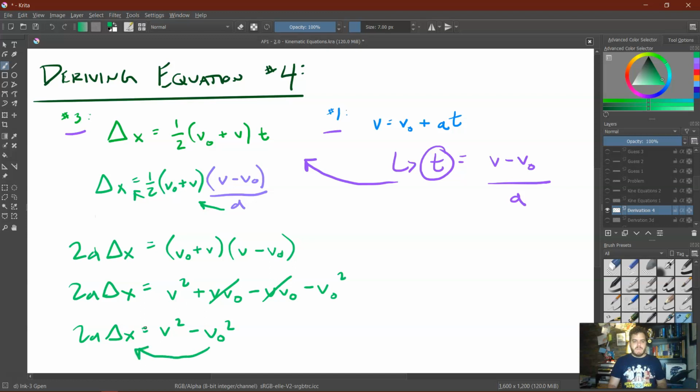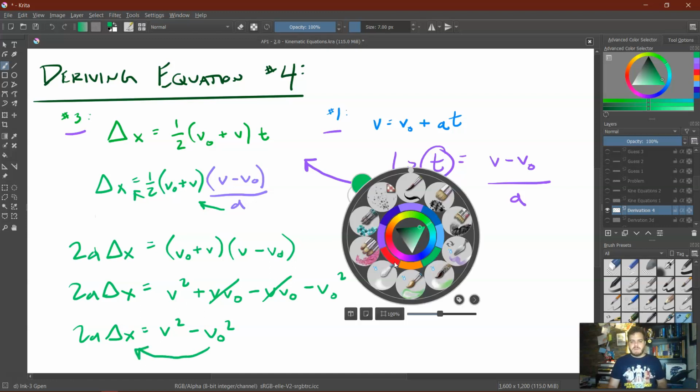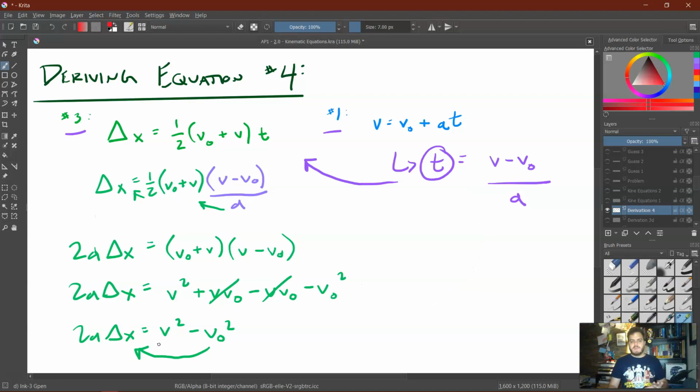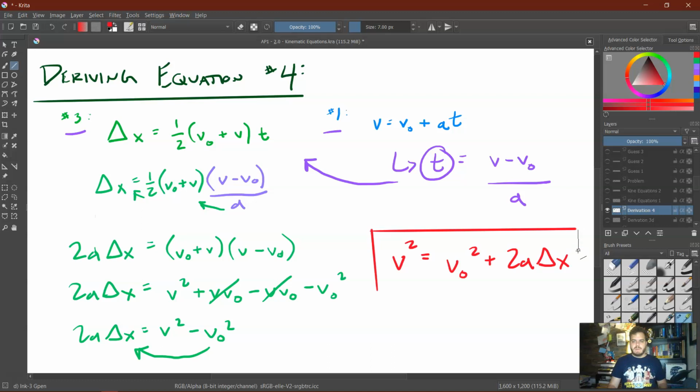Now I'm going to move that across, and now I'm just going to rewrite it. I'm going to write this part on the left-hand side. But I have v squared is equal to, I moved that across, v naught squared plus 2a delta x. And congratulations, that is our final kinematic equation.